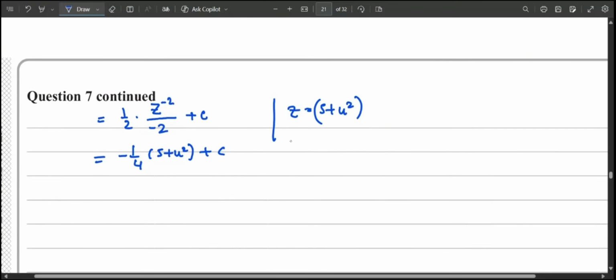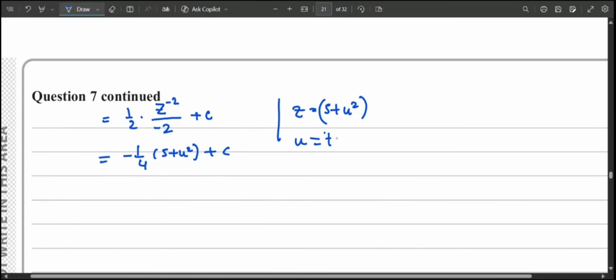Plus c, and we also know that u is 10x, so we have used the substitution method 2 times here. So this will give us 1 by 4 into (5 plus 10 square x) plus c, and this is our answer. We also have to write a minus 2 here. This will be continued here and here. We missed this in our previous step. So this is our answer for part B of question number 7.